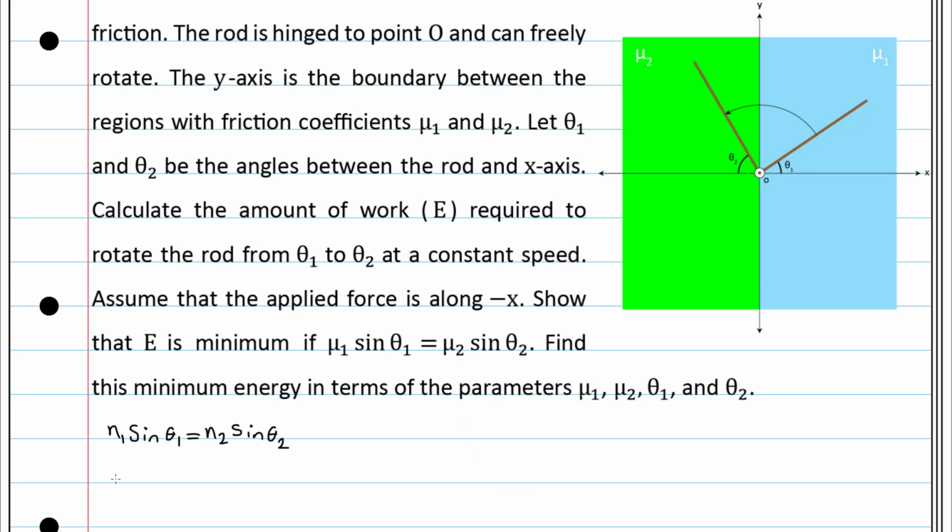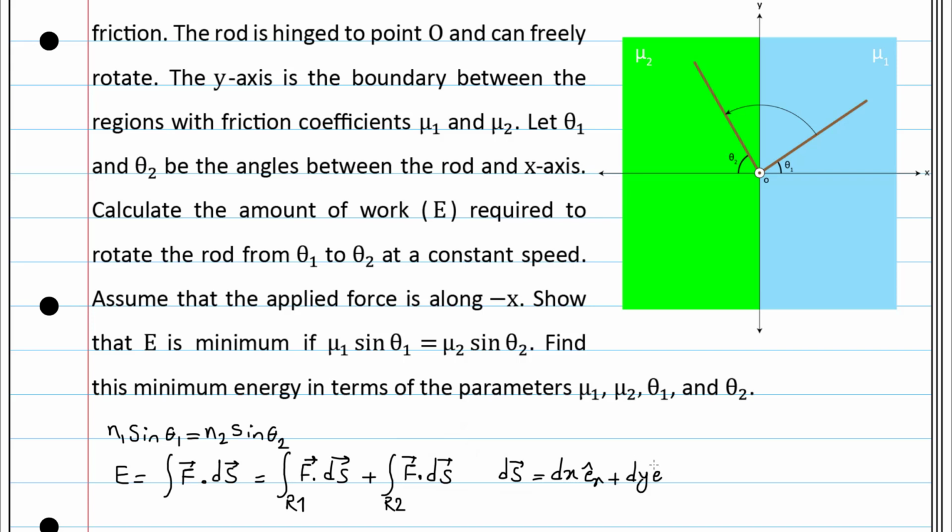The total work done is calculated by E, or work, is the integral of force times the differential element of displacement. And it is the amount of work done in region 1 to rotate the rod plus the amount of work done in region 2 to rotate the rod. The differential element of displacement is given by ds equals dx e hat x plus dy e hat y.